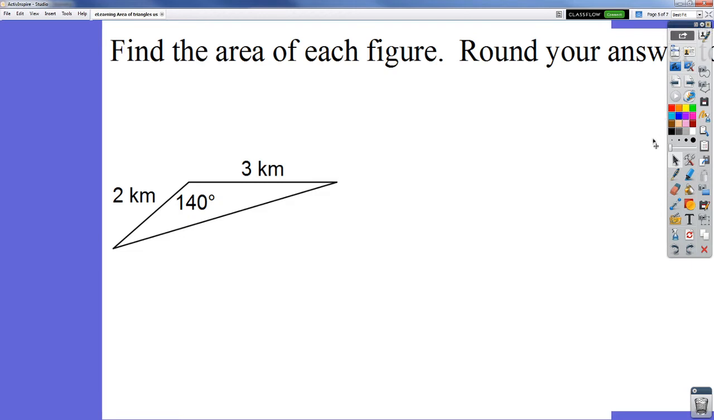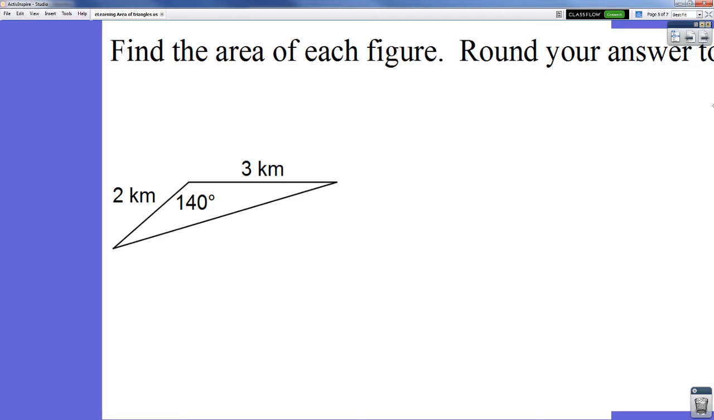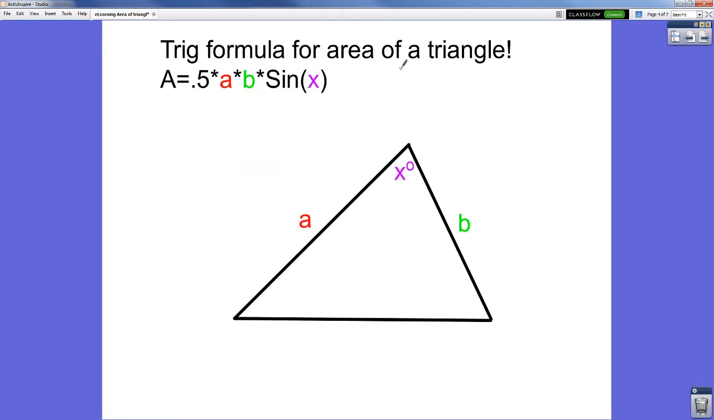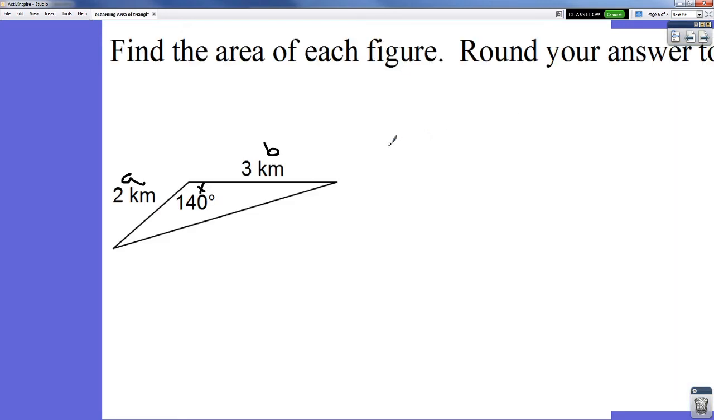We're going to solve for the area of each of these figures. Each of them is going to be a triangle. Each of them is going to give you the two sides and the angle in the middle, and obviously we're going to round to the nearest tenth. So basically, locate your A, your B, and your angle. Let's call that A. There's A. Let's call that B. There's B. And here's your angle. We'll call that X, just like we did on the previous page. And then we're going to plug it in.